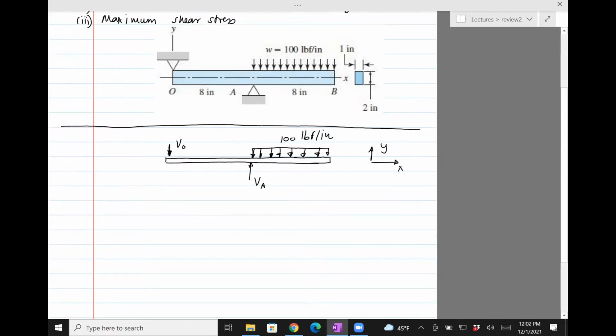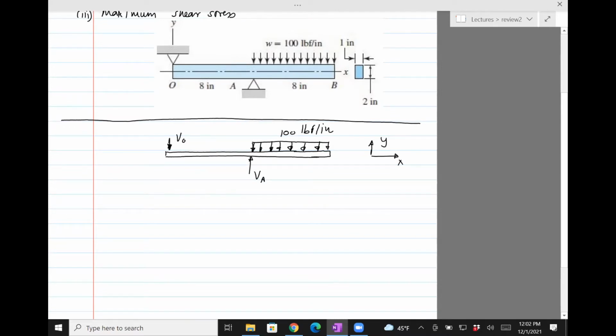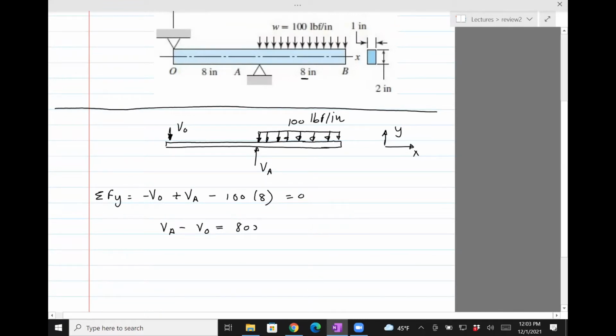Okay, so let's find the reaction forces VA and VO. Now the horizontal reaction force H is 0 because there's nothing resisting horizontal motion, right? So if you sum the forces in the y direction, you have V0 with a negative sign, VA with a positive sign, and this 100 times the distance, this is 8, so times 8 should be equal to 0. So we have VA minus V0 equals 800.